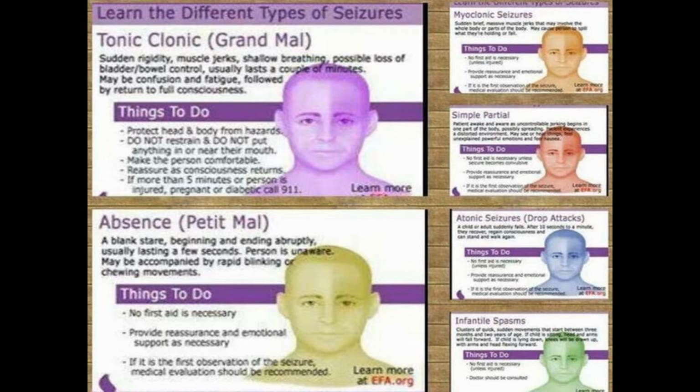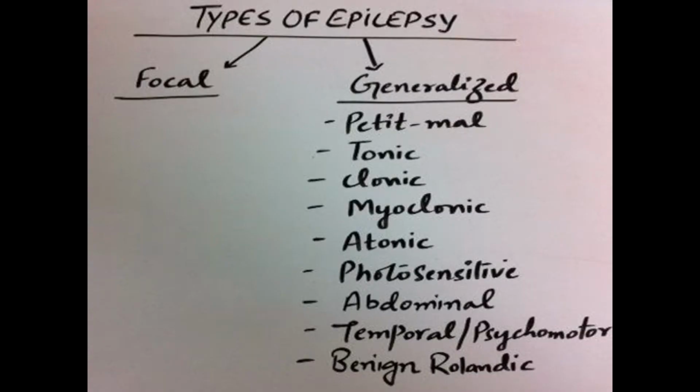This is the classic seizure that everybody thinks of when you're talking about seizures. The absence seizure is completely different. This is a person who's just blankly staring, maybe beginning and ending abruptly. You don't even know that it happens. A lot of times this is in younger people and even children.